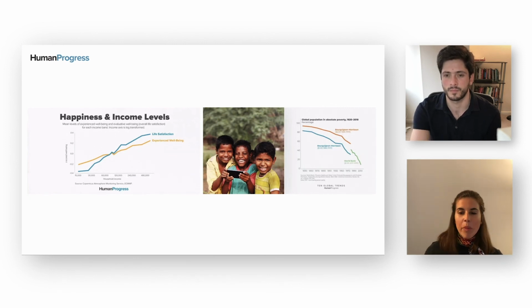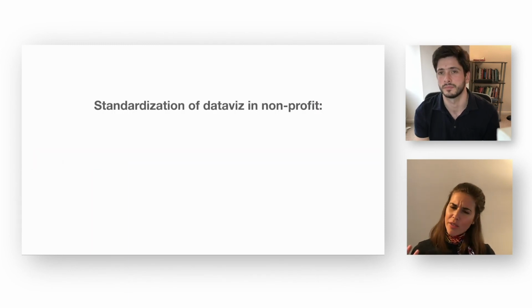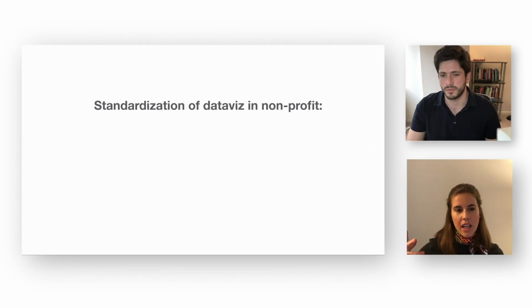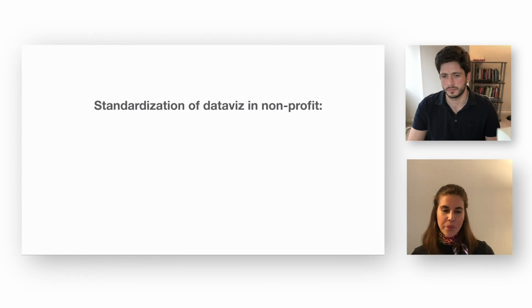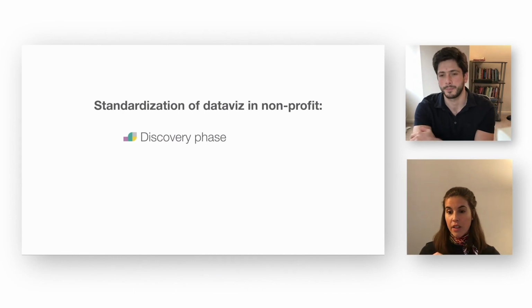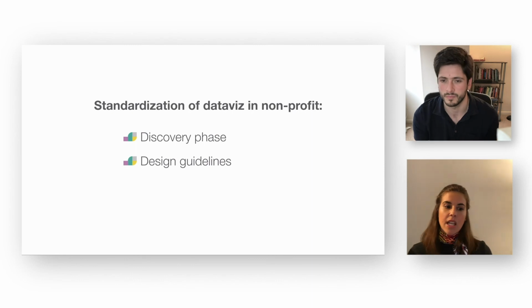So wrapping up, what we want you to get out of this talk are the main ideas of standardizing or making your DataViz in your nonprofit more consistent across your publications. So first, we talked about the discovery phase, where you identify the different products, identify the different people involved in the different processes, and find different ways of doing things, or make the pre-existing ways more efficient.